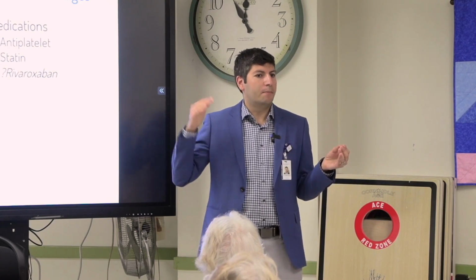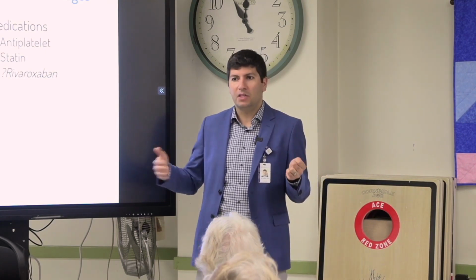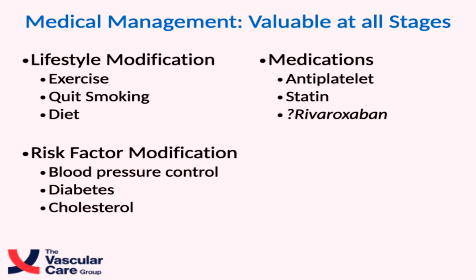Your risk of progressing to CLTI and limb amputation is very high. Diet control, heart healthy diet, just as you would with a cardiology recommended heart healthy diet. Blood pressure control, diabetes management. I'd ask you what your hemoglobin A1C is, which is sort of your 3-month marker of what your blood sugars are. And then cholesterol, so statin management.